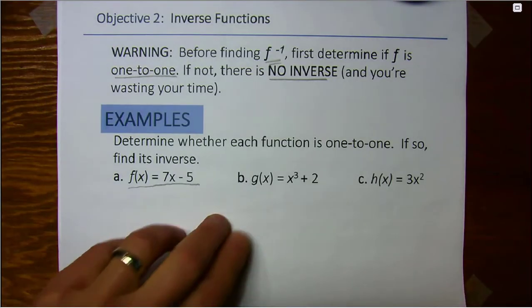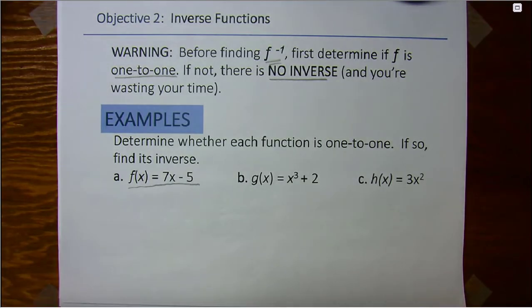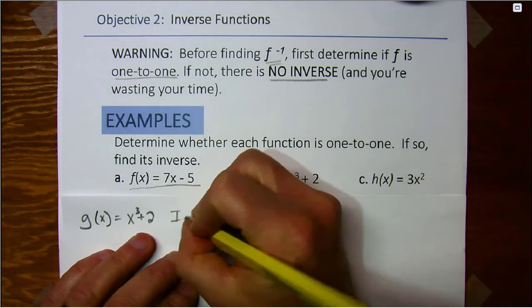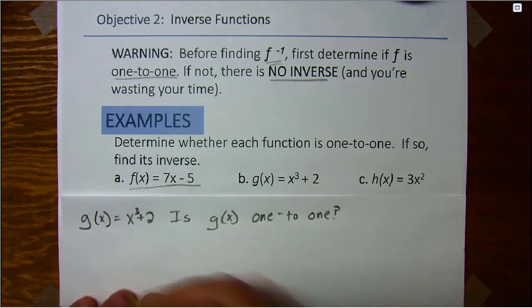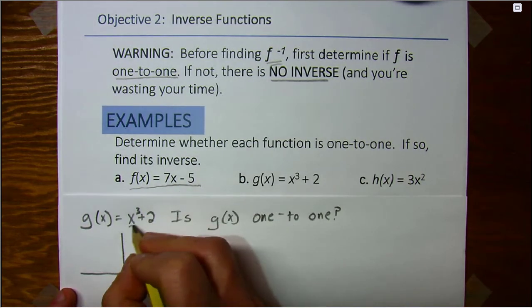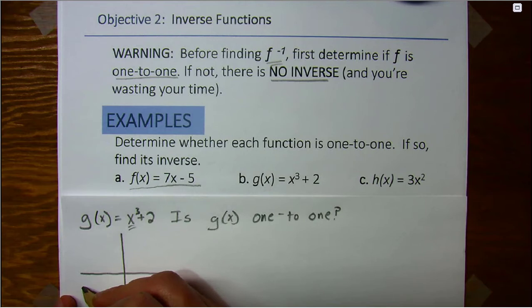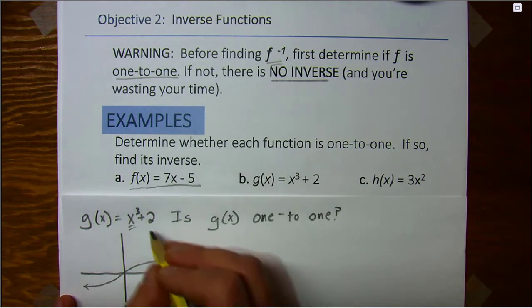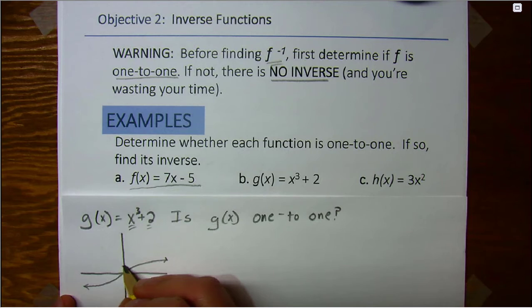Let's take a look at another one. g of x is equal to x cubed plus 2. Okay, is this one-to-one? Let's find out. Let's picture its graph. The base function here is x cubed. You should know what that looks like. Again, you could use Desmos for this, but part of the goal of this course is for you to be familiar enough with functions to know what that's going to look like. If we add 2 to the end, that's going to move it up 2 units.